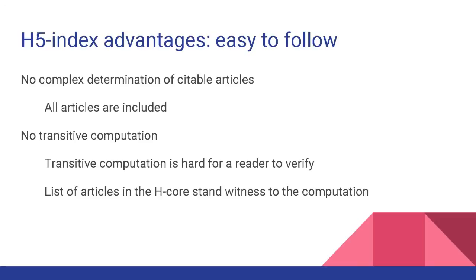I used to run Google's web search, and one of the components of that was computing PageRank, which is a transitive computation. And occasionally when things didn't go right, it took a lot of effort to figure out where the communication, the passing of the value, was going off from. For an H-Index, you see the list of articles, you see the list of articles citing, you see the articles that stand witness to the computation. You can see for yourself. You could actually compute it yourself. You don't actually need me.